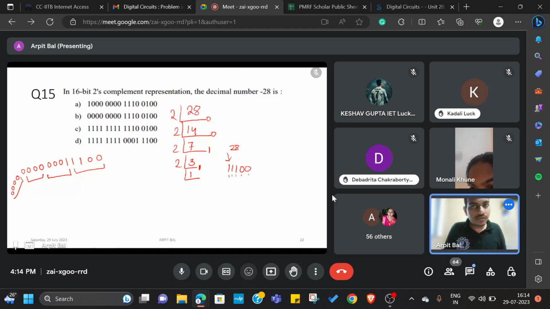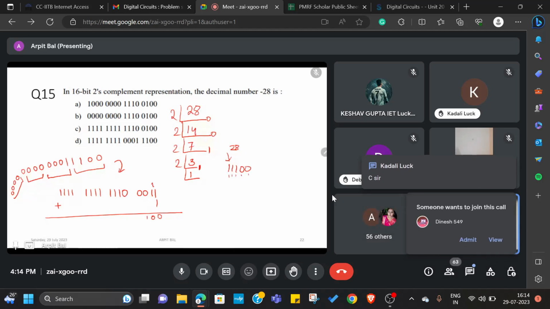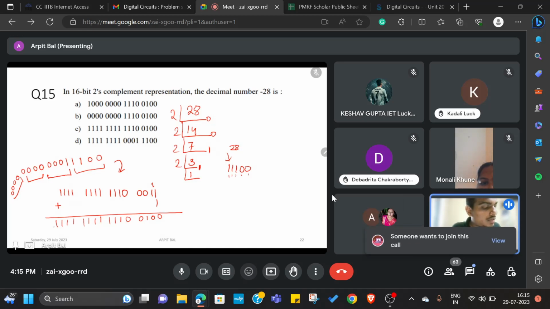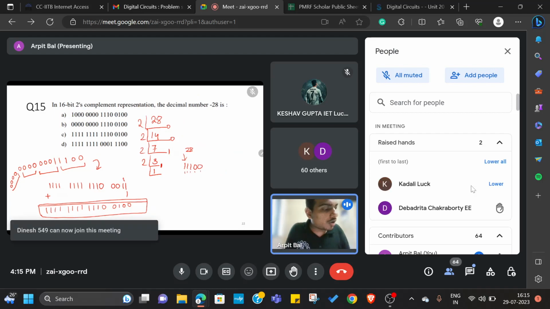For finding the 1's complement, we just need to complement the bits. So it will be 1 1 1 1 1 1 1 1 1 1 1 0 0 0 1 1. This is the 1's complement of the 16-bit representation of 28. Now to get the 2's complement, we just add a 1 here. We can see that this is the final result which represents minus 28. So this is our option C.